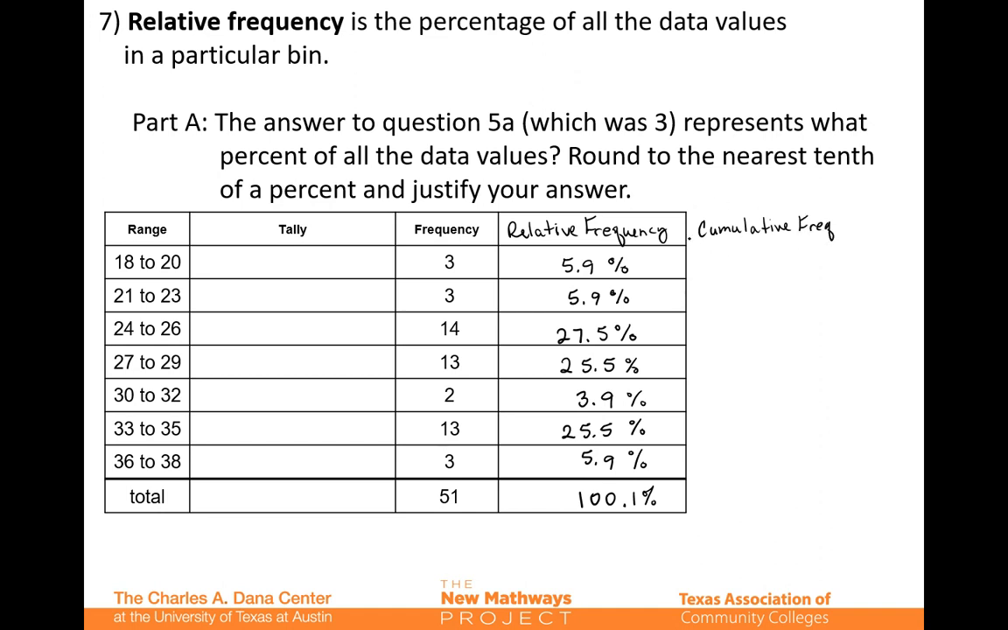Cumulative frequency is what happens if you want to know for all the way from 18 to 23. It's what you get if you add up. Well, cumulative frequency for 18 to 20 is 5.9%. But cumulative frequency for 18 to 23, I add these together. And if I add those together, I get 11.8%.